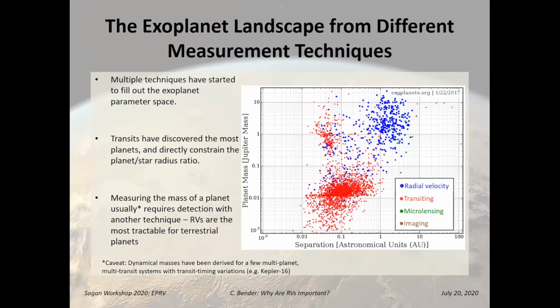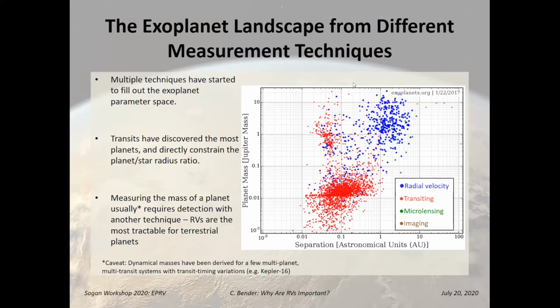So there are 4 primary techniques: radial velocity and transits, which we've already talked about; microlensing, which we're not going to talk about, but you should go back and look. I think there was a Sagan workshop on that; and direct imaging, which is applicable to a handful of very widely separated planets. It's really working on the other end of parameter space from RVs and transits.